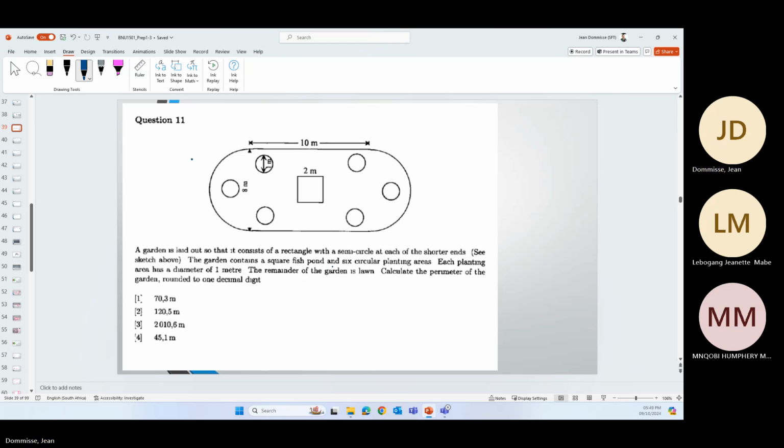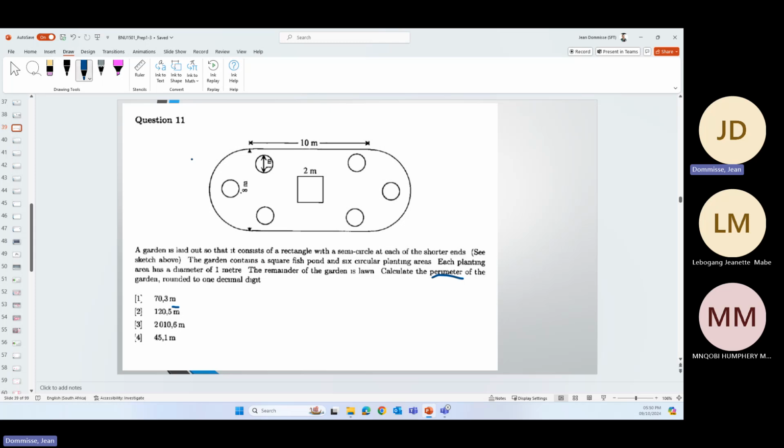Okay, so let's see question 11. Here they talk about the perimeter, and we can see in our answers it's only meters, so that links back to the perimeter. A garden is laid out so that it contains a rectangle with a semicircle at each of the shorter ends. The garden contains a square fish pond and circular planting areas. Each planting area has a diameter of 1 meter. The remainder of the garden is lawn. Calculate the perimeter of the garden.